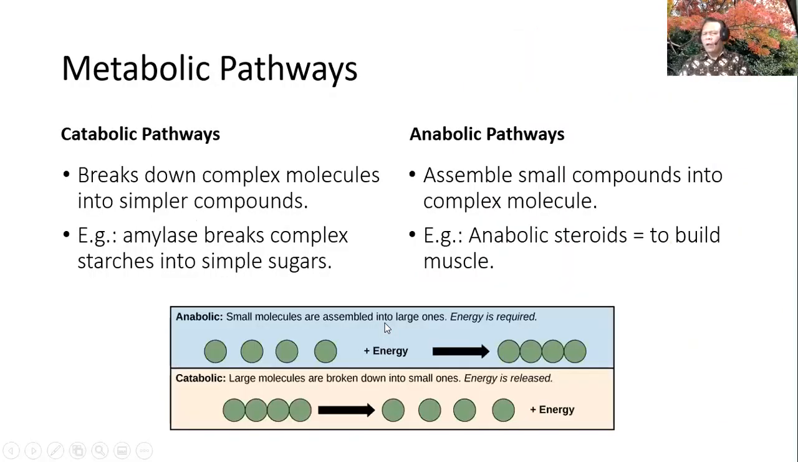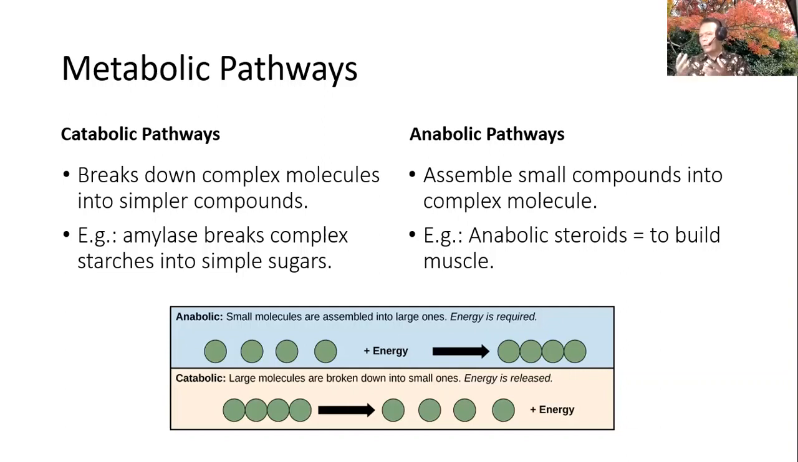Now, let's have a look at metabolic pathways. A metabolic pathway can be divided into two types. The first one is the catabolic pathway, and the other is the anabolic pathway. A catabolic pathway breaks down complex molecules into simpler compounds. An example is amylase, which breaks complex carbohydrate into simple sugar.